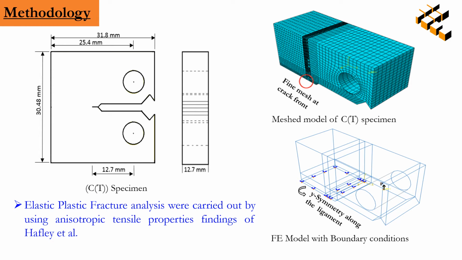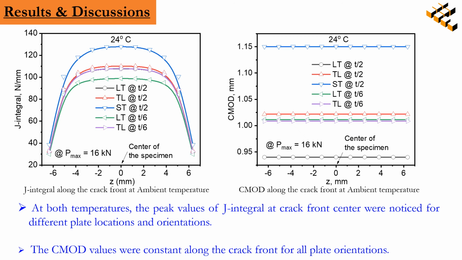A numerical study, that is elastic plastic fracture analysis, was carried out by using the tensile properties which have been obtained by the earlier work of Hafele et al. Now at both temperatures, the peak value of J integral at the crack front center was noticed for different plate orientations as well as for locations. However, the CMOD values were flat, and along the crack front the values were the same for both the temperatures.